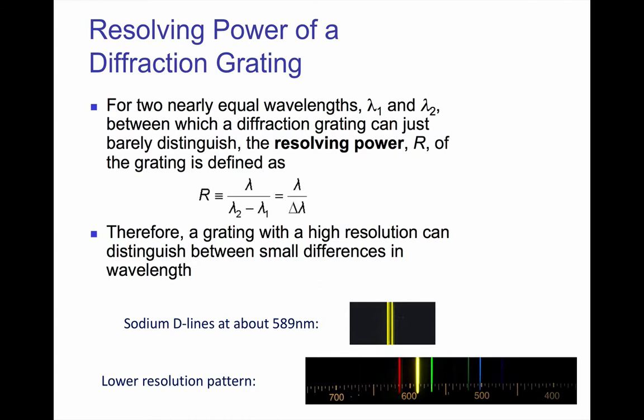To show an example, the spectrum of sodium has two very closely spaced lines called the sodium D lines that are about at 589 nanometers. A good spectrometer will show them clearly as two lines, but with a spectrometer of lower resolution, you just see one fairly thick-looking line.